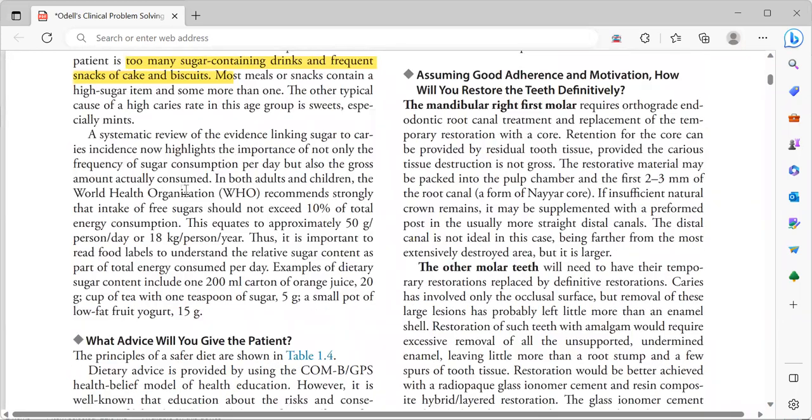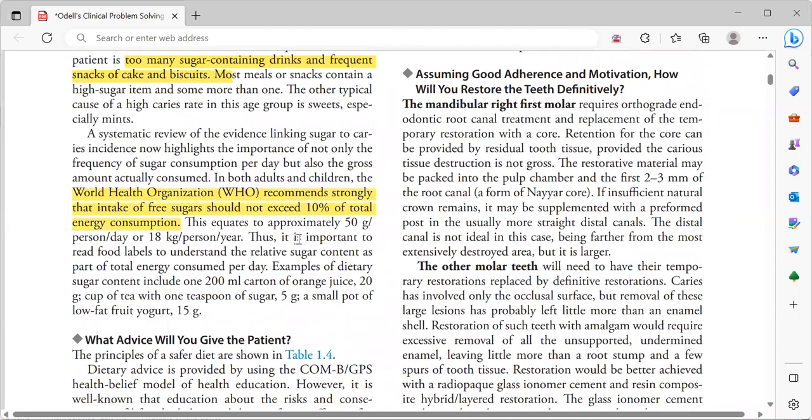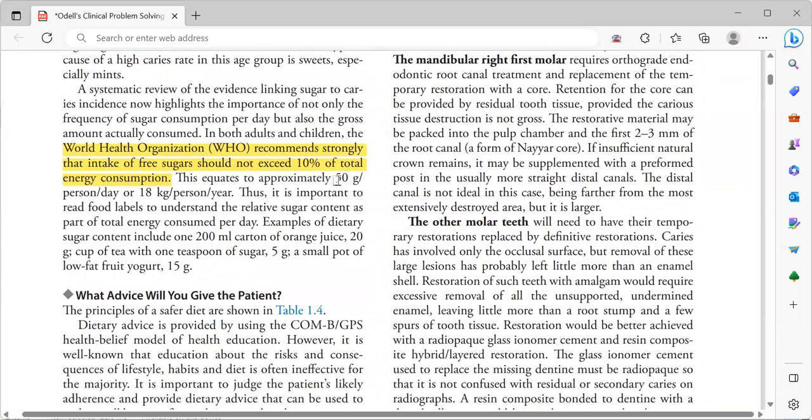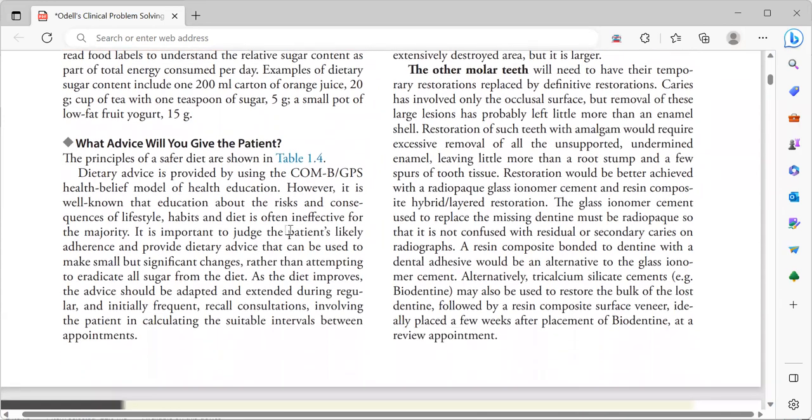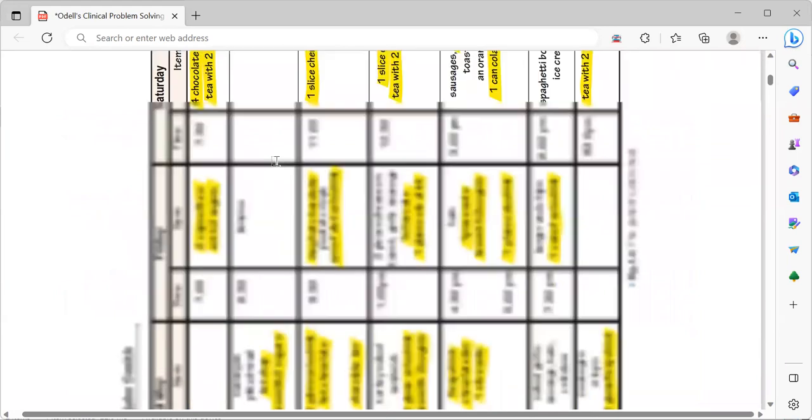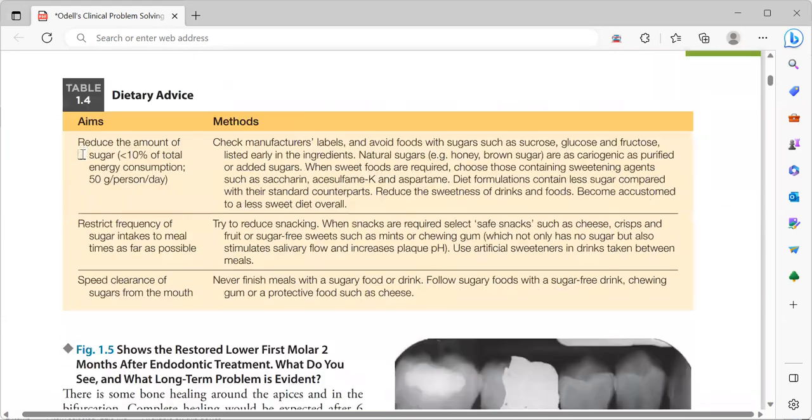WHO strongly recommends that intake of free sugar should not exceed 10% of total energy consumption. This equates approximately to 50 grams per person per day, or 18 kg per person per year. Okay, so what advice will you give to the patient? They have written it in table 1.4. Reduce the amount of sugar, do not take more than 10%, as recommended by WHO.